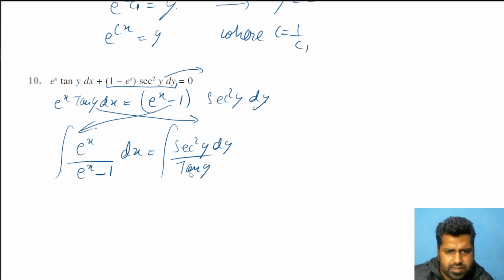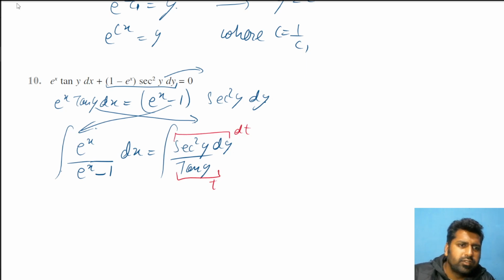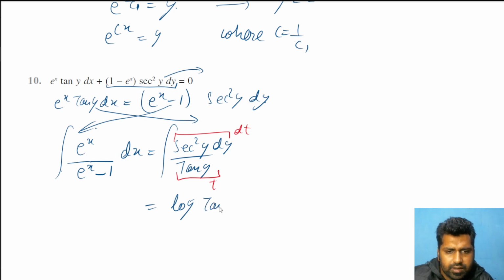Now this we have already just finished. Take this as t, this is your dt. 1 by t integration is log t, that means log tan y.